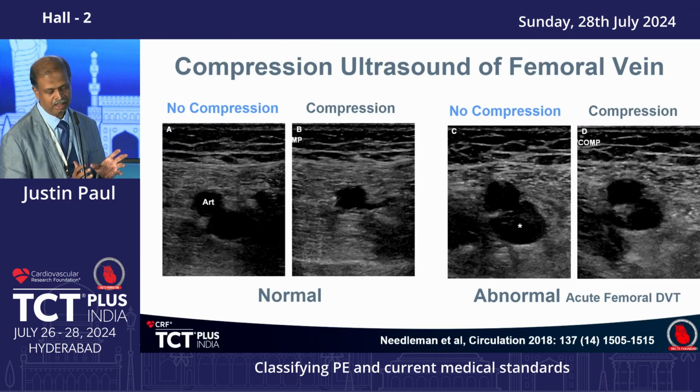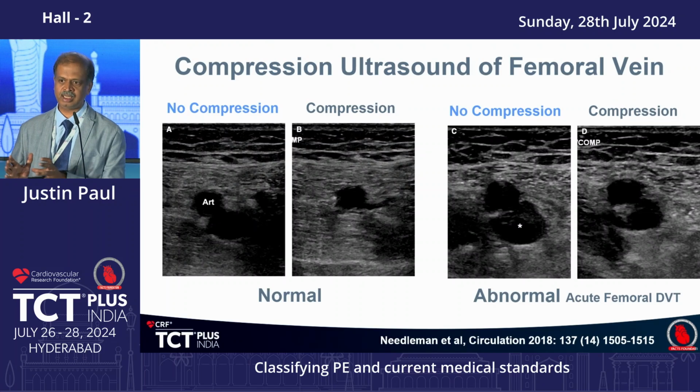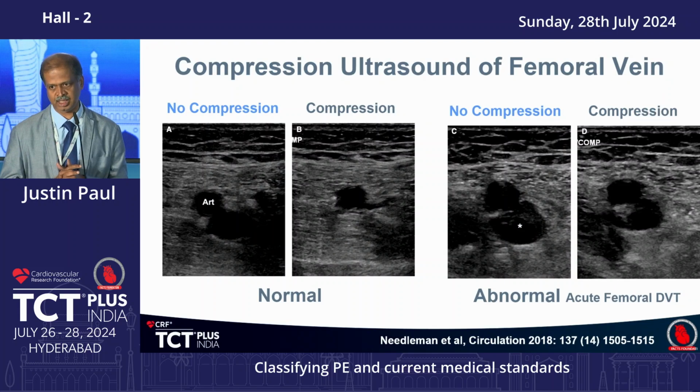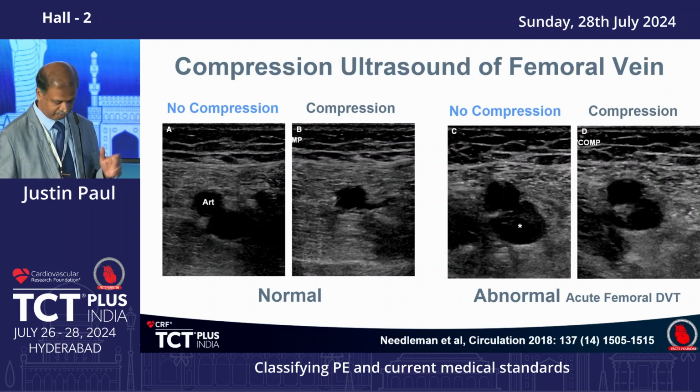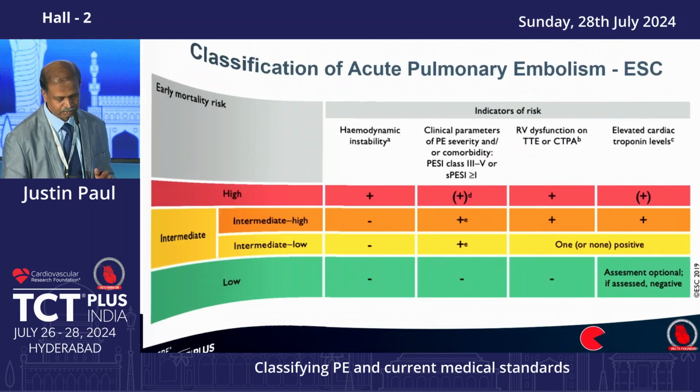The reason is that if you find a pulmonary embolism with the DVT and without the DVT, those with the DVT have worse 30-day mortality. So these patients, we really need to focus on managing them better.